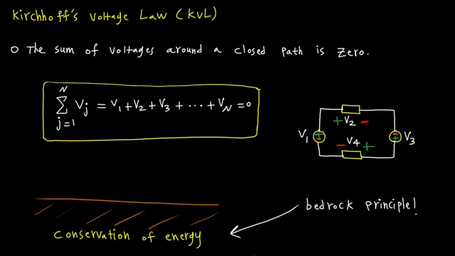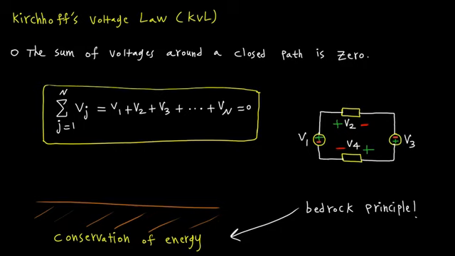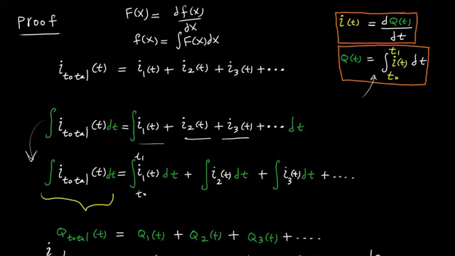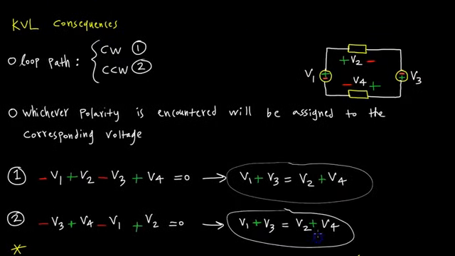Now let's go ahead and look at the consequences derived from KVL, some practical notes, that is. So, KVL consequences. We can go about this multiple ways. We can either go clockwise to sum the voltages, or we can go counterclockwise. Another important point is that whichever polarity is encountered first as we traverse the loop, that polarity is going to be assigned to the corresponding voltage quantity.